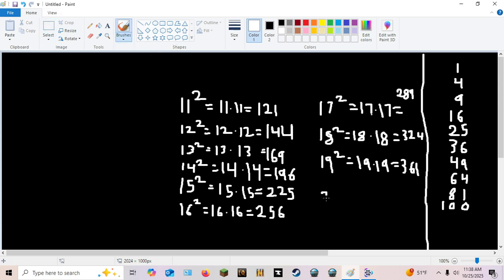Last one. 20 squared. This is actually the easiest one. The 10s and the 20s. 20 squared equals 20 times 20, which equals, you gotta multiply the non-zeros, which is 2 and 2. 2 times 2 is 4. Now, how many zeros do you see at the right end? 2. So I add 2 zeros. Okay.